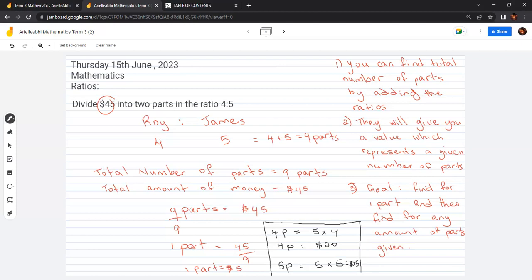Now, if you check back, you're going to see the person who received 4 parts received $20, and the person who received 5 parts received $25. Look at it. 20 plus 25, is that not the $45?